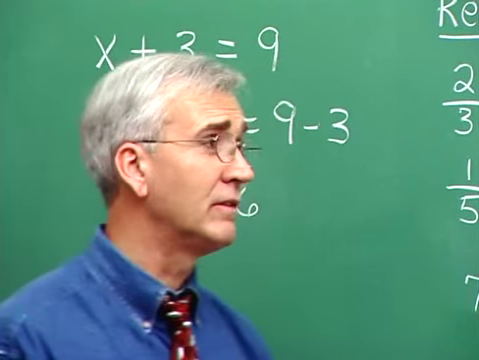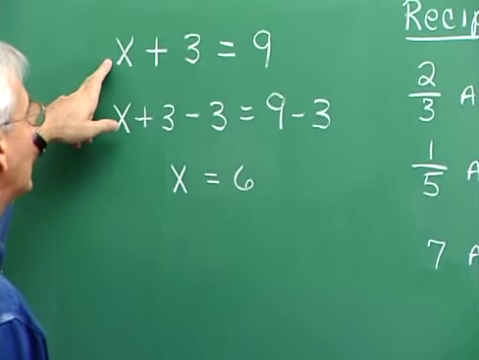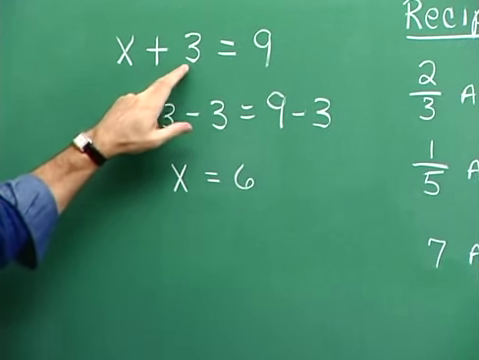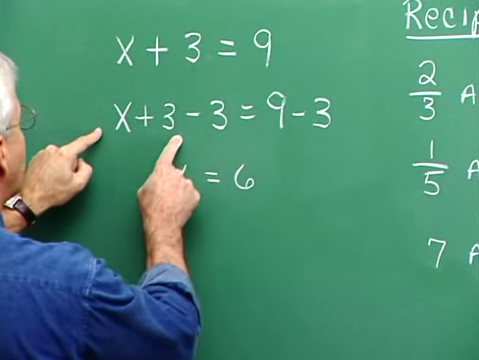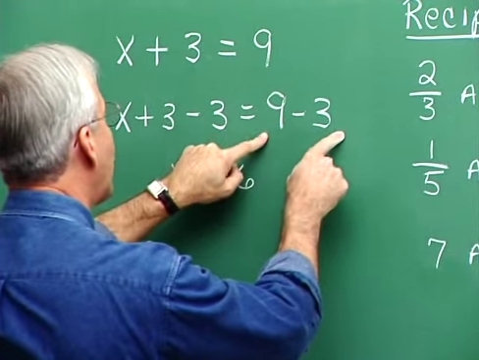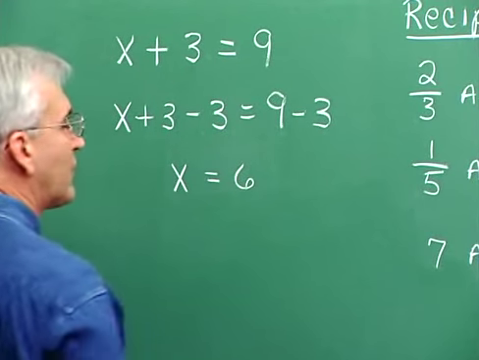Consider this equation. If we're solving x plus 3 equals 9, we'd like to isolate the x on the left side of the equation. So to clear the plus 3, we subtract 3 on both sides. So we write x plus 3, subtract 3, write 9, subtract 3. The 3's add out to give x, and 9 minus 3 is 6 for the answer.